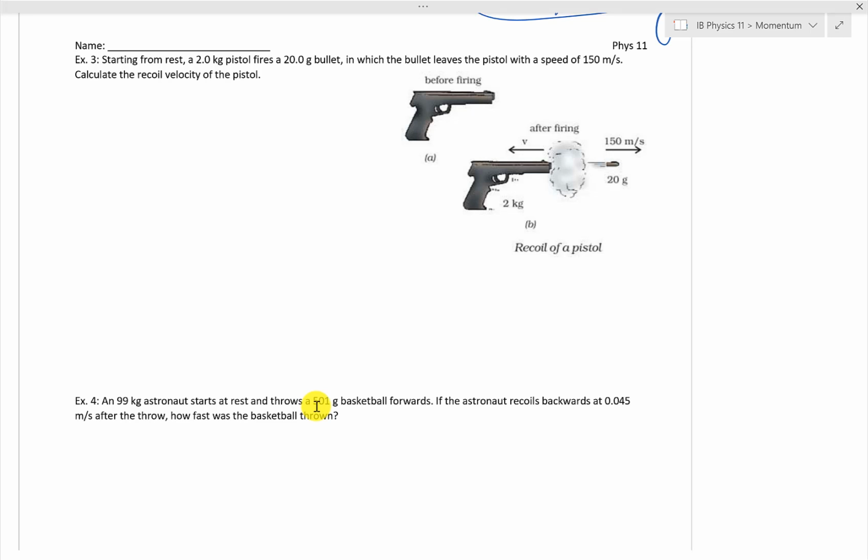In this video, we are going to do another example on the conservation of momentum. And this time we are going to talk about gun recoil, or in fact, anything in which they start off with zero momentum and they kind of explode to either side.